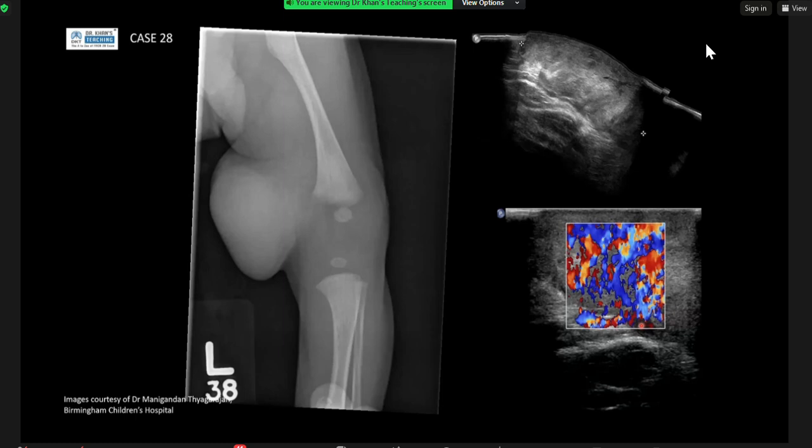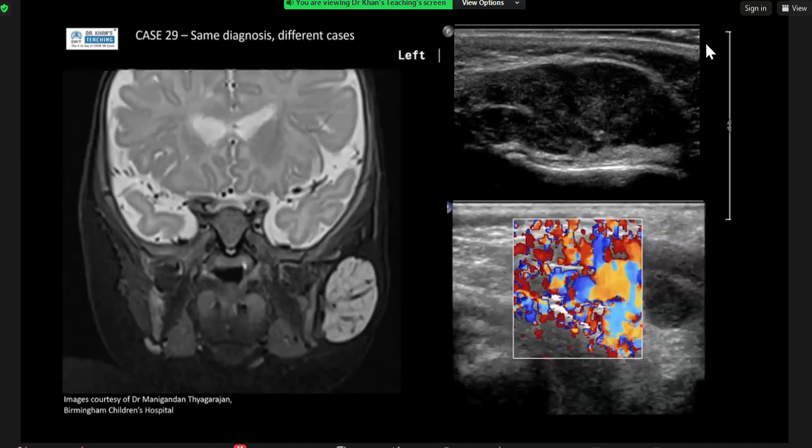The ultrasound is showing that it's heterogeneous, predominantly a hyperechoic area with increased vascularity. If it was compressible during the ultrasound, then this could be a hemangioma. Okay. Same diagnosis, different case. And then after you go through this, you tell me what you think, so what your conclusion is.